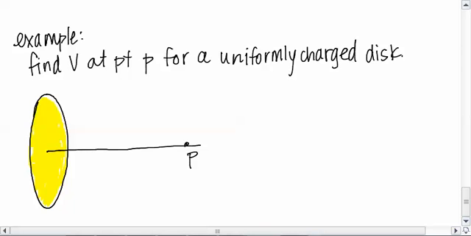So again, we have point P out here, a distance of x from the center of my disk. And let's let the radius of our disk be a, just like before, but not a ring, it's a disk. Questions so far?